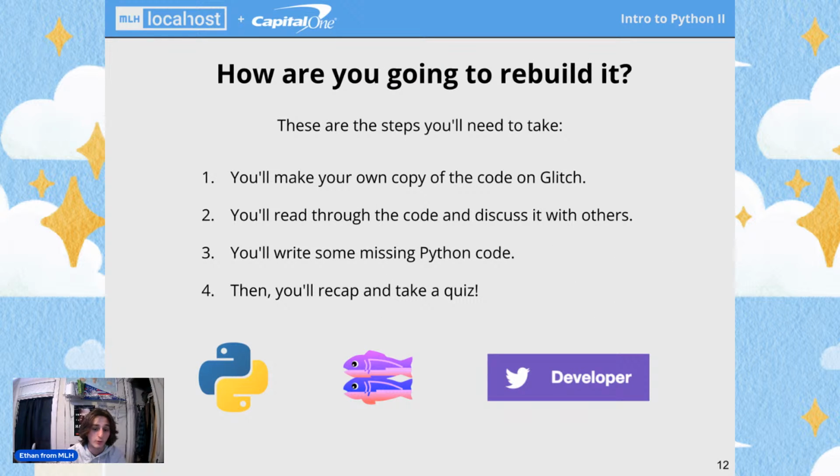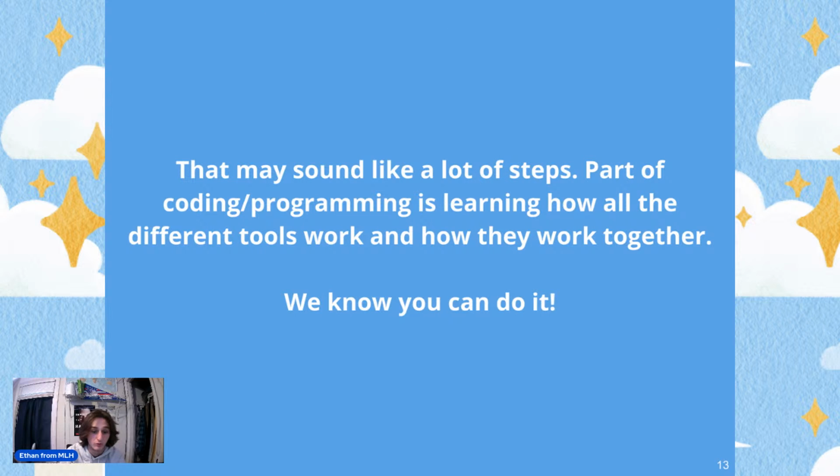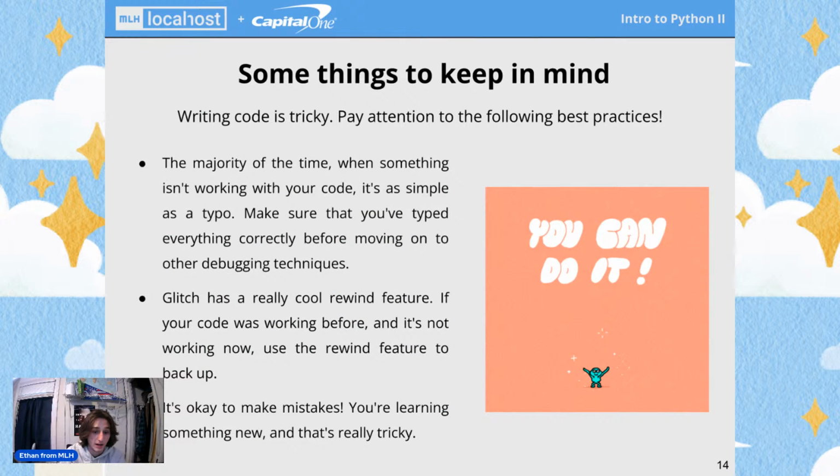So basically, how are we going to rebuild it? We're going to make our own copy of the code on Glitch. You'll read through the code and discuss it with others, and then you'll write some missing Python code, and then we'll recap.